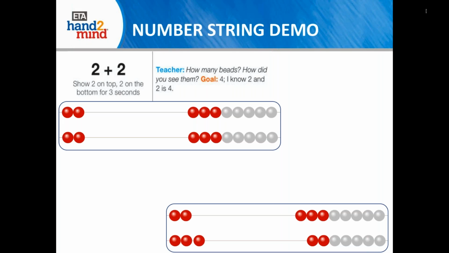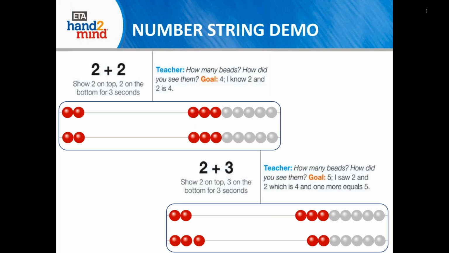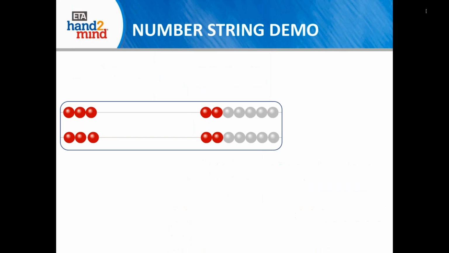Building on to that is this next problem. Can you tell me what 2 plus 3 equals? Take a second. Think about the answer and also how you would use your math discourse to explain how you got to that answer. So your goal would be that your students answer 5. And then they would be able to say they saw 2 plus 2, which is 4, and they know that adding 1 more equals 5.